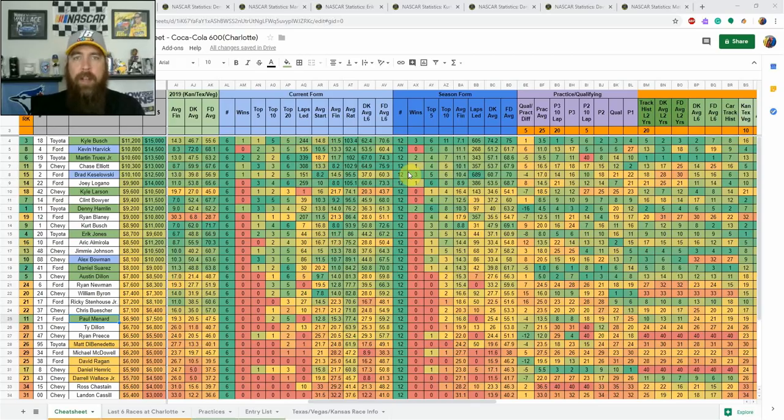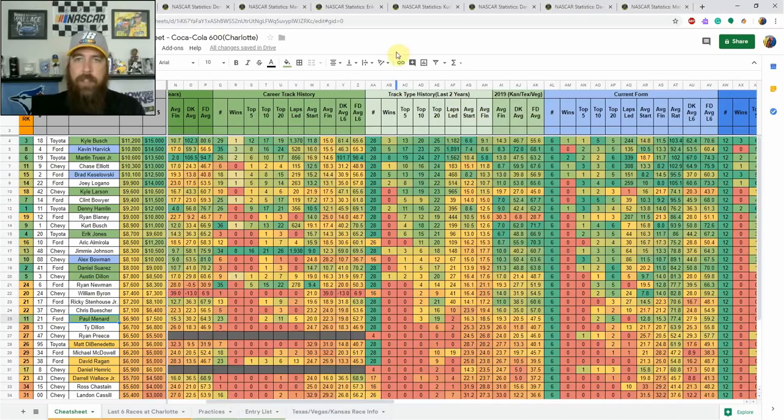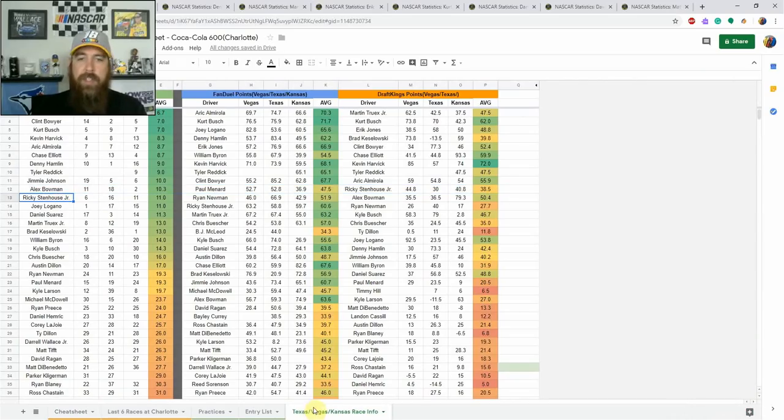The one thing that we will look at this week is the 2019 rules package. It is the full package this week again. We've now got a little bit of sample size that we can go off of. So what I have done this week is, along with the track type history on the sheet, I've also added the 2019 races that were on the mile and a half tracks using the same package, which was the Las Vegas, the Texas, and the Kansas races. So I've got average finish, DK average, and FanDuel average on there as well. You can see that also down here.